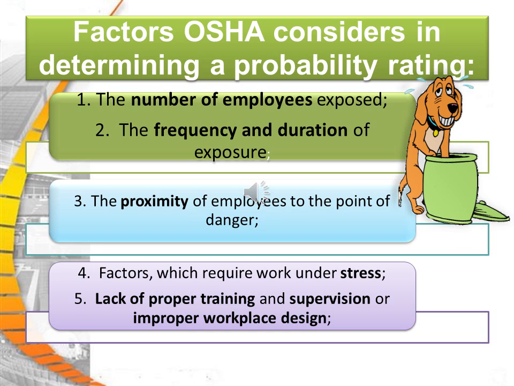Factors that OSHA considers in determining a probability rating. Well, the number of employees exposed will be the number one factor, the frequency and duration of the exposure, the proximity of the employees to the point of danger. Factors such as requiring them to work under stress, lack of proper training and supervision, or an improper workplace design would also be considered.